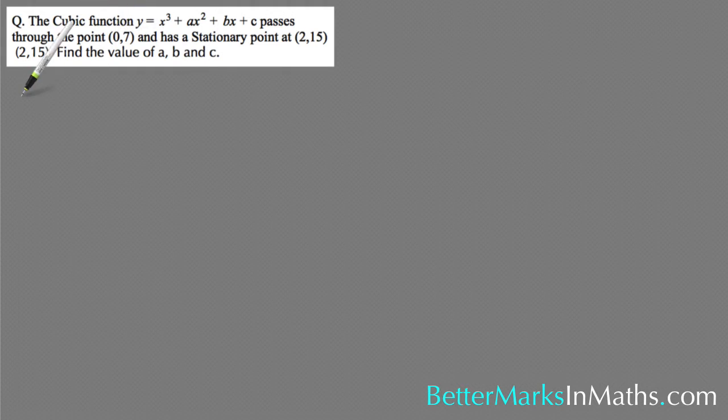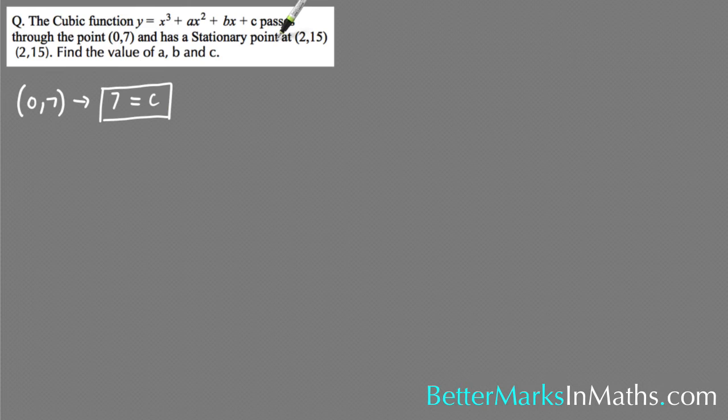So when I sub (0, 7) into that equation, y is 7, x is 0, so you get 7 is equal to, and all the x terms become 0, and then plus c. So c is equal to 7 from that bit of information.